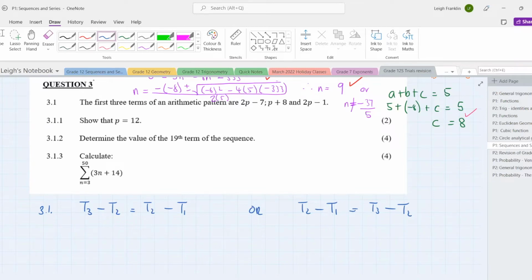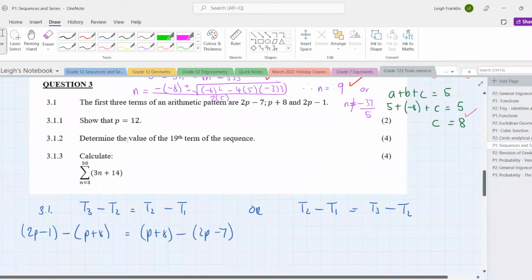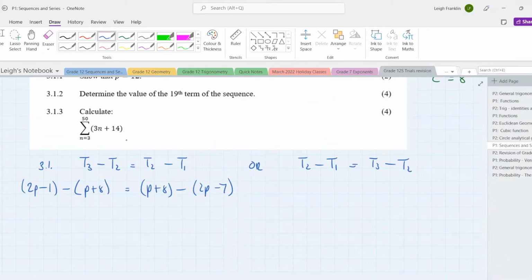So I'm going to say 2p minus 1, and from that I'm going to subtract p plus 8. Then here, I'm going to start with p plus 8, and I've got to remember to use brackets and put in the 2p minus 7. Now we're going to remove the brackets. 2p minus 1 stays the same. That becomes a negative, so will that. On this side, p plus 8 stays the same. Then this is going to be minus 2p plus 7.